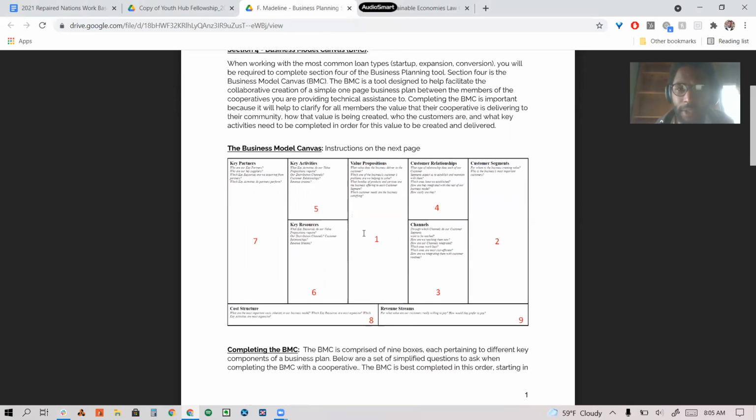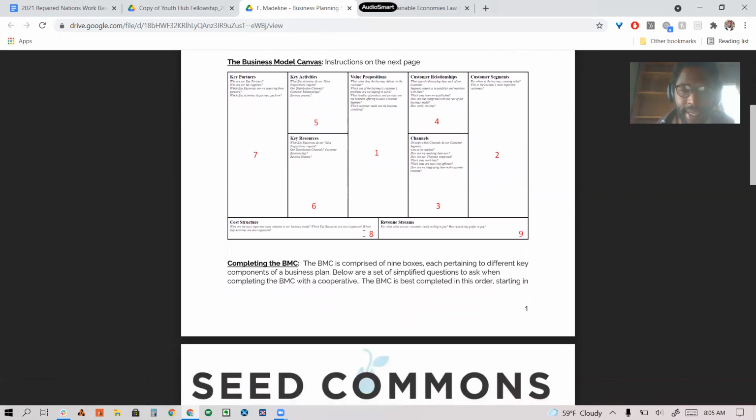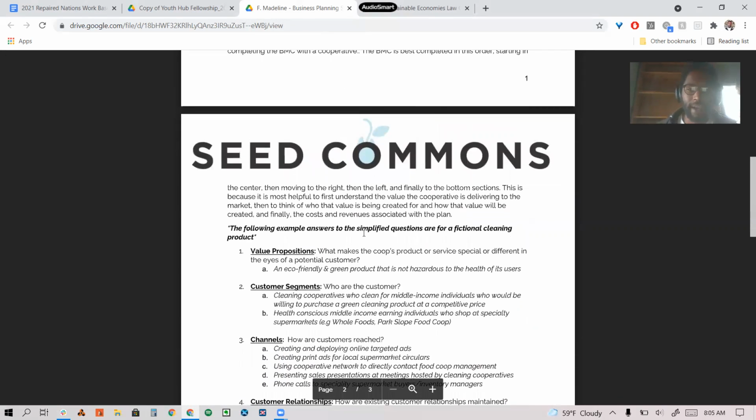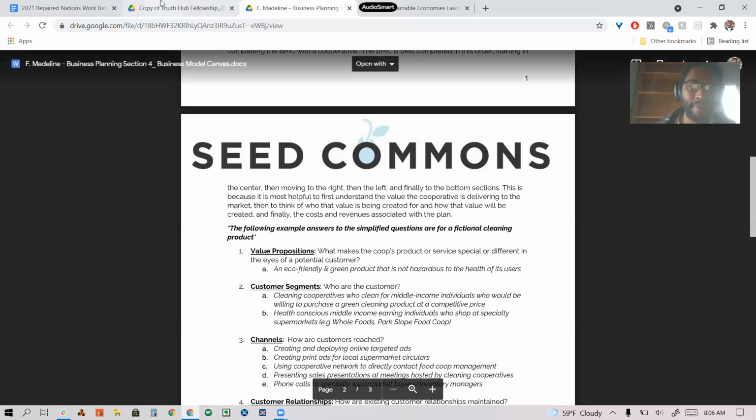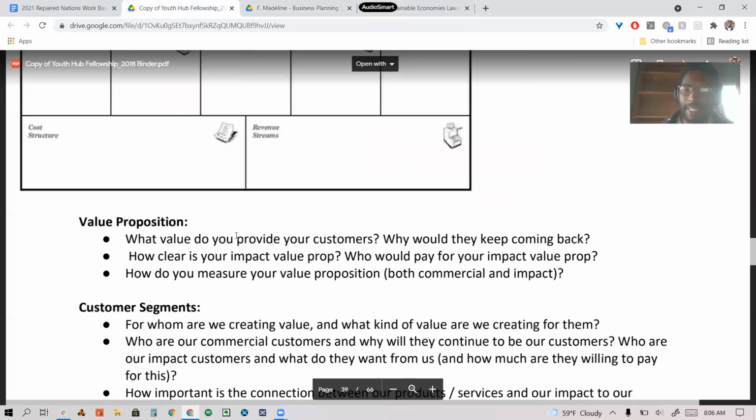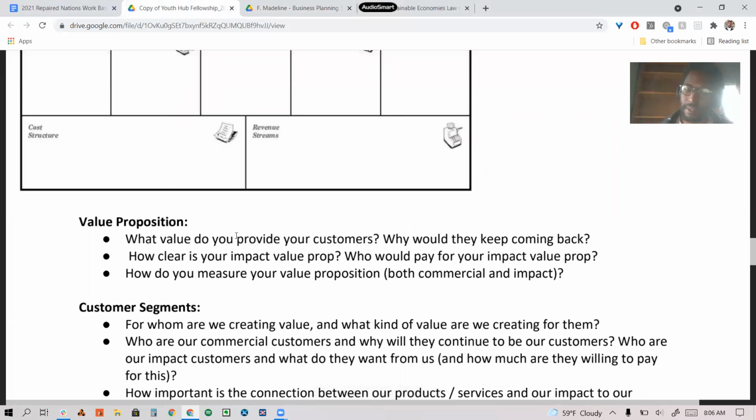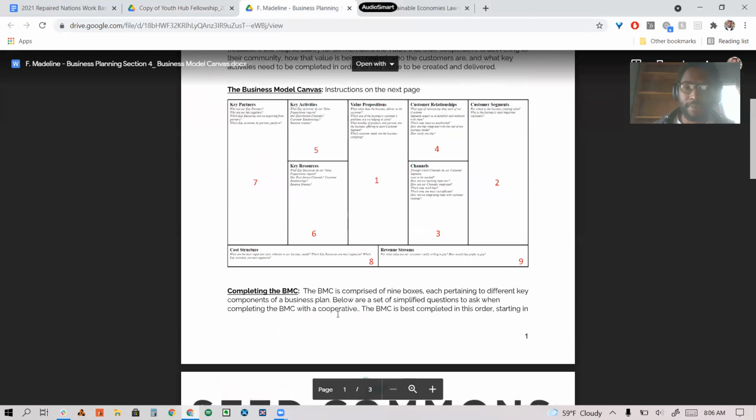They also have this explainer about what the business model canvas is. It talks about how, for the value proposition, you want to put down what makes the co-op's products or services special or different in the eyes of a potential customer. That's a much neater explanation of the value proposition than what the Youth Impact Hub is saying. They're both getting towards the same things, but this one has some more detailed questions.